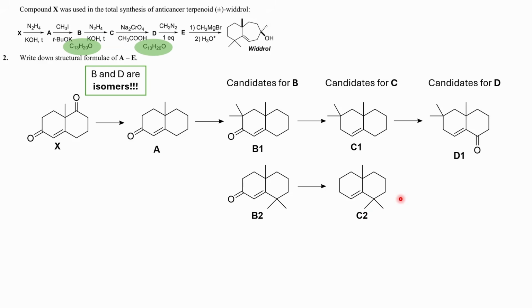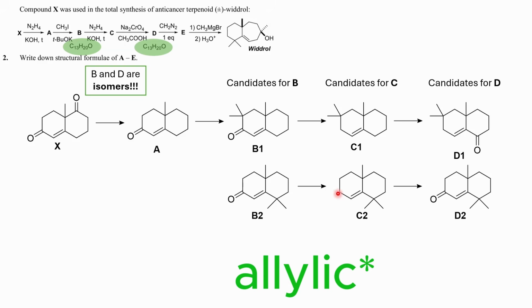And for C2, we can have a CO group here, right? But there's only one possibility. There's only one allylic position that can be oxygenated, because here there is no hydrogen. In order to be oxidized, you need to have oxidizable carbon-hydrogen bonds that you can get rid of and install oxygen, right? So there's only one position that can be oxygenated, and you get D2, okay?